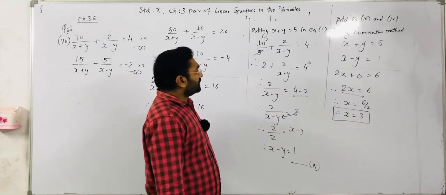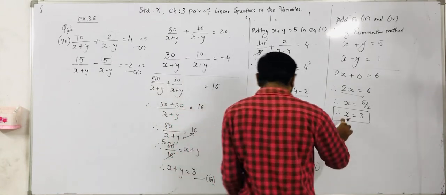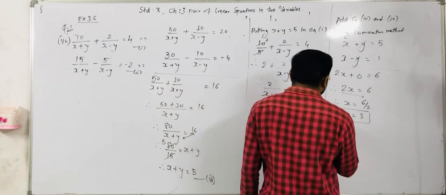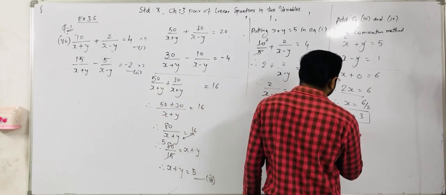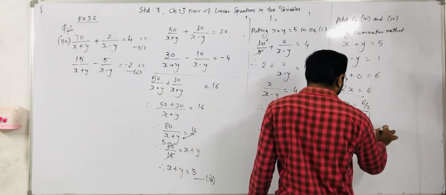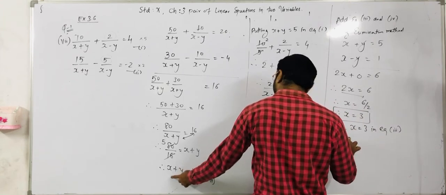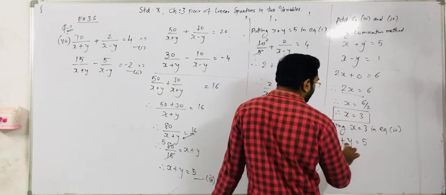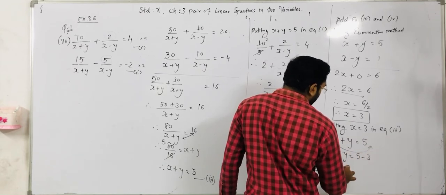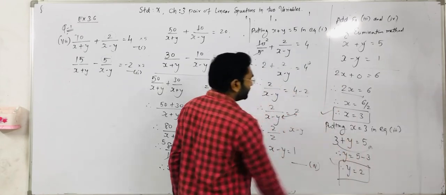Now, for finding the y value, in any one of the equations we have to put x is equal to 3. Suppose right now I am putting it in equation number 3. In the third equation, 3 plus y is equal to 5. The plus 3 goes to the right-hand side and becomes minus 3. So we get y is equal to 2. So these are the solutions.